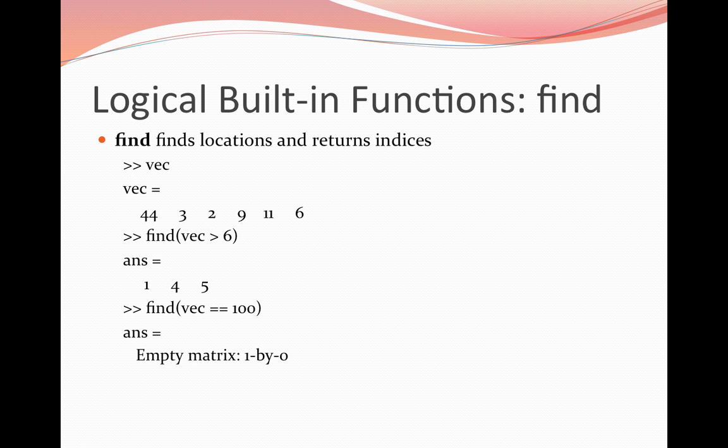On the other hand, if I said something like find vec equals 100, well, nothing in the vector is equal to 100, so there aren't any indices to return, and instead what we get is an empty matrix. In other words, there weren't any.